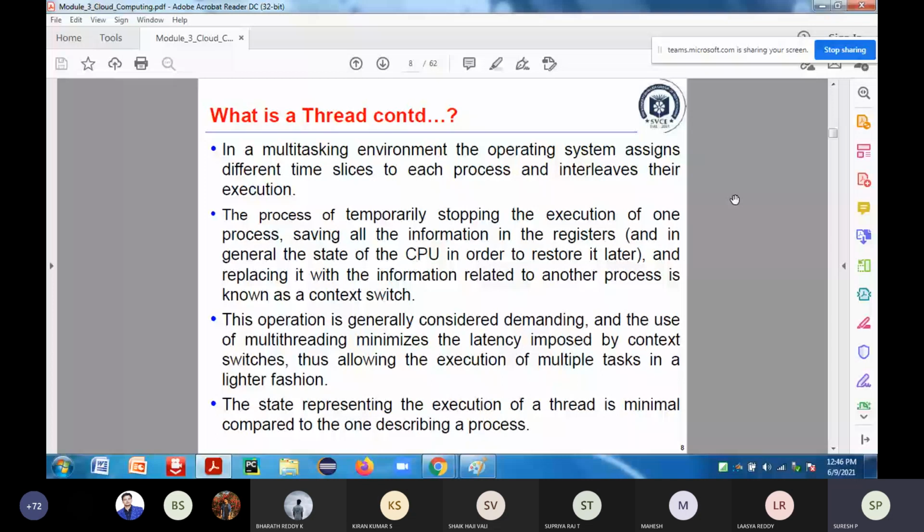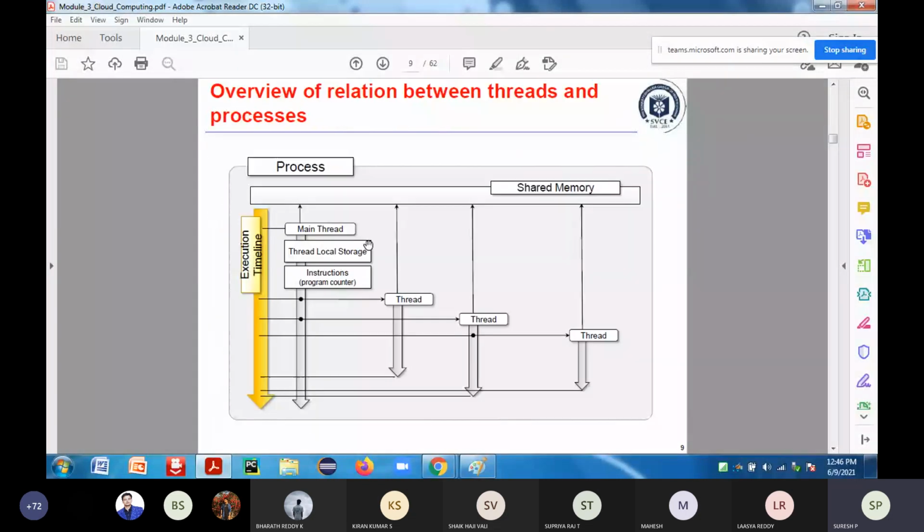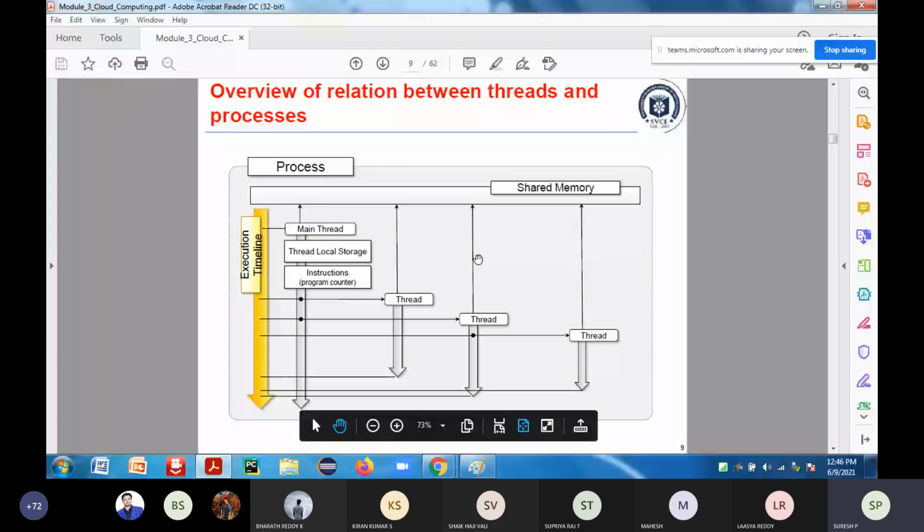By minimizing the latency imposed by context switch, it allows the execution of multiple tasks in a lighter fashion. Here the state representing the execution of the thread is minimal compared to the one described above. Now this is just an overview of the relationship between threads and process. Within a process, you are going to have a number of threads, say 1, 2, 3, 4 threads.